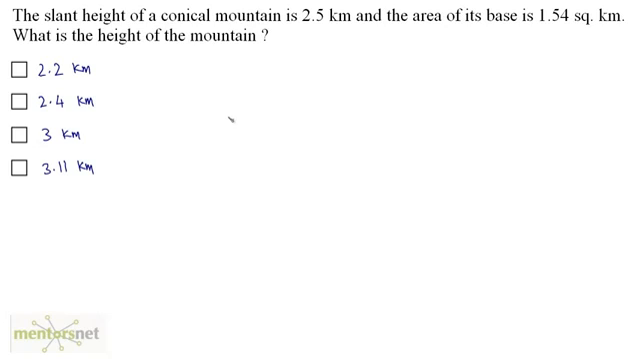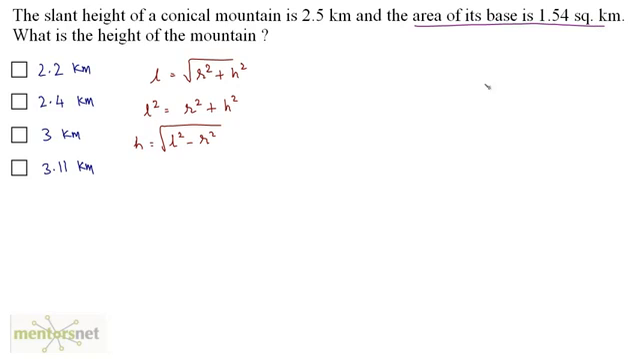The slant height of a conical mountain is 2.5 kilometers and the area of its base is 1.54 square kilometers. What is the height of the mountain? Well, the slant height of any cone is equal to the square root of its radius square plus its vertical height square. So I can write L square is equal to R square plus H square. And I can also write H is equal to the square root of L square minus R square. Well, we have the value of L, that is the slant height of the conical mountain, but we don't have the value of R. Now let us calculate the value of R square from this data.